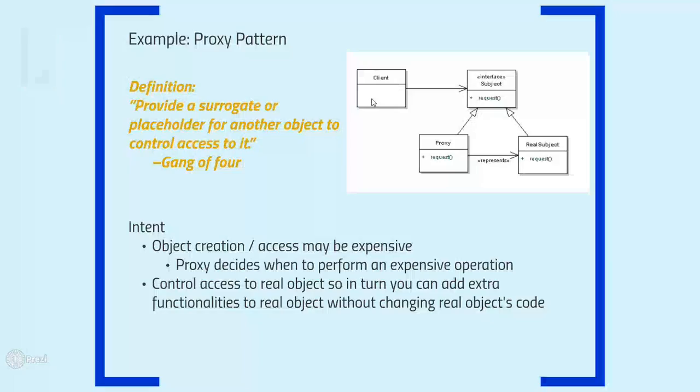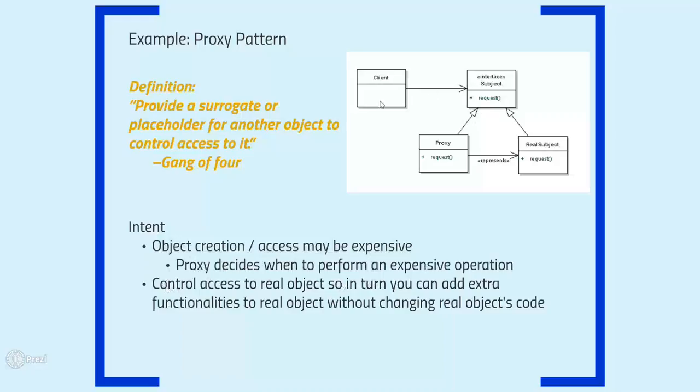The last example is the proxy pattern. The definition of the proxy pattern is that it provides a surrogate or placeholder for another object to control access to it. The intent of the proxy pattern is, first, in some cases the object creation or access might be pretty expensive, so we can use a proxy, and the proxy decides when to perform an expensive operation. Another thing is our proxy allows control of access to real objects, so in turn you can add extra functionalities to the real object without changing the real object code.